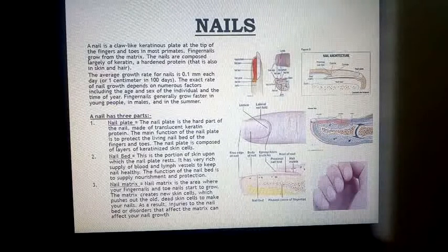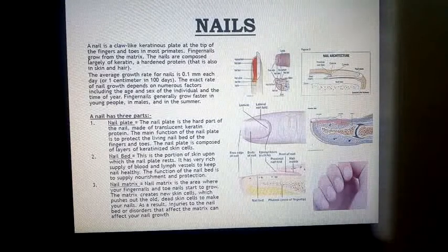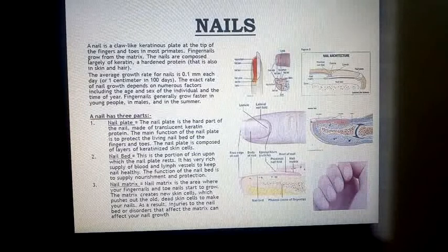Now we are moving to another derivative called nail. A nail is a claw-like keratinous plate at the tip of the fingers and toes in most primates. Got it? Primates include mammals also, most of the mammals. Fingernails grow from the matrix. The nails are composed largely of keratin, a hardened protein that is also in the skin and hair.